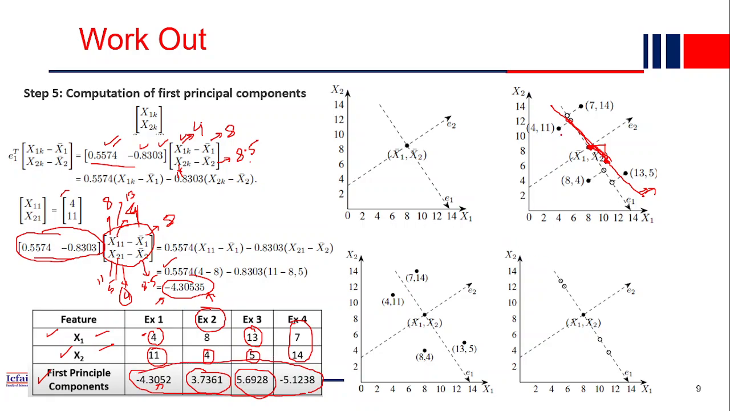So this point will move to this line, and similarly this point will move to this line. Ultimately, all these 4 points are on a single line. That is how we got the compressed, reduced PCA value.